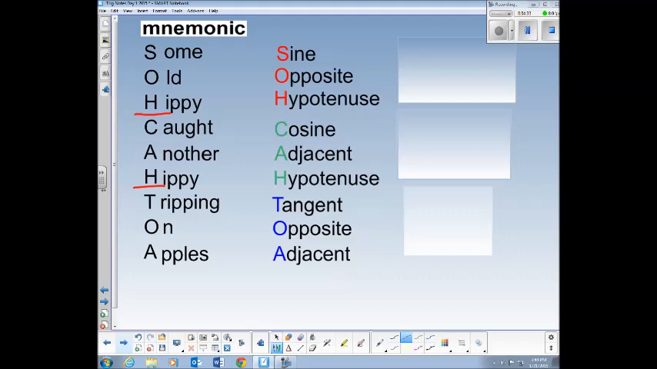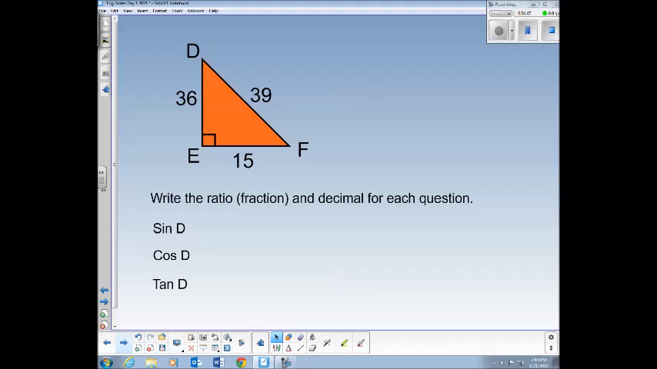Just remember that we have the mathematical principle SOHCAHTOA, and that will help you remember those letters.